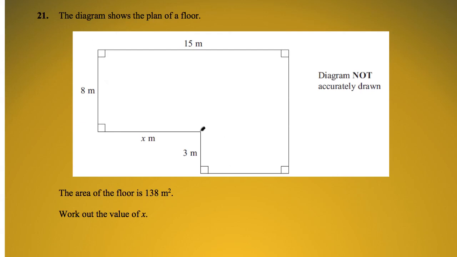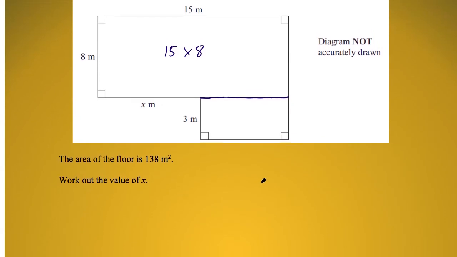So we can see that this bit is a rectangle, probably the easiest thing to deal with, of 15 by 8. And this bit is 3 times by whatever this length is. There are different ways of labeling this. One way of labeling it would be 15 minus x. That's the best algebraic way to measure it. However, we'll just work backwards and find out what that length is. So, first, find the area of the big block, 15 times 8.